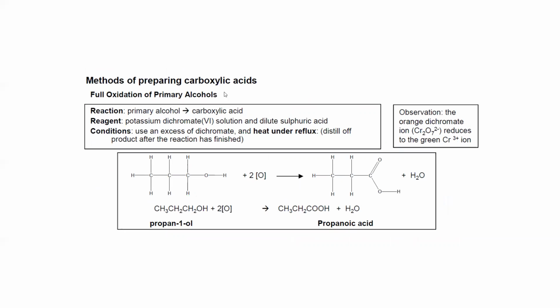Then, methods of preparing carboxylic acid. If you want to prepare a carboxylic acid, we have primary alcohol. We can use heat under reflux in the presence of an excess of oxidizing agent, such as potassium dichromate(VI) and sulfuric acid. So propanol oxidizes first to propanal, and then propanal oxidizes to propanoic acid.